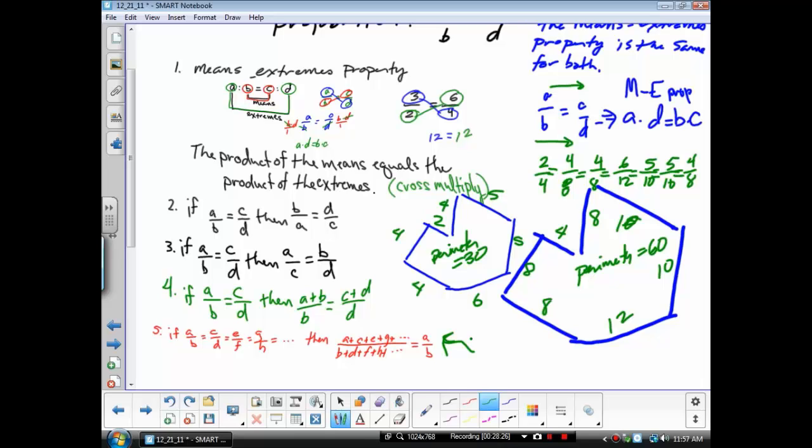I have 30 over 60, and that will equal the ratio of two sides, which 2 to 4 was my first fraction here. That will equal 2 to 4. It will have the same ratio. The ratio of the perimeters will be the same as the ratio of the sides. And yes, that is a 1 to 2 ratio. That's what the last property of proportion tells us. Okay.